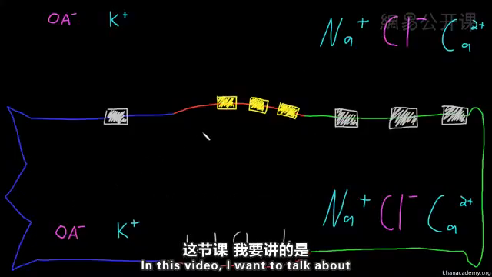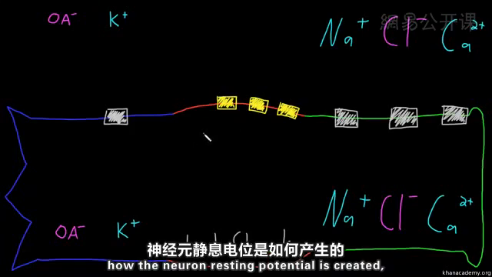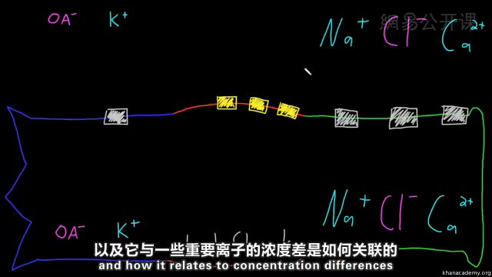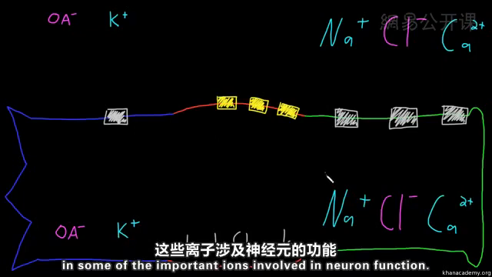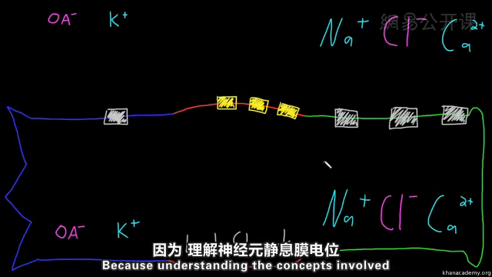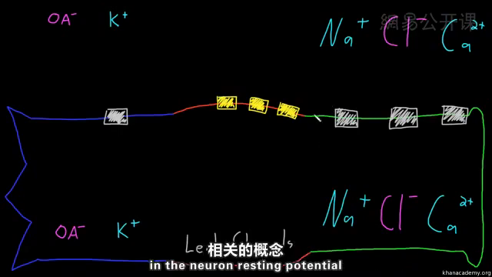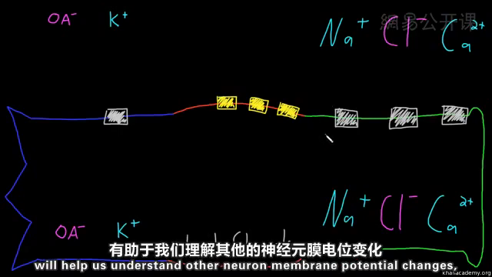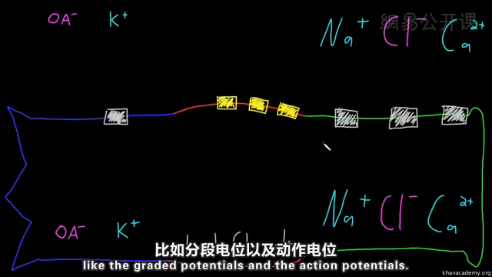In this video, I want to talk about how the neuron resting potential is created and how it relates to concentration differences in some of the important ions involved in neuron function, because understanding the concepts involved in the neuron resting potential will help us understand other neuron membrane potential changes like the graded potentials and the action potentials.